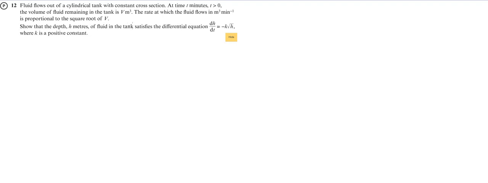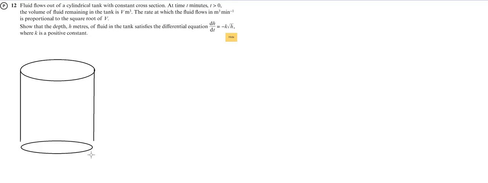Right, so here's a rate of change question, but it includes proportionality. We've got a fluid flowing out of a cylindrical tank with a constant cross section. Let's draw a diagram. Here's our circle. If you've got a constant cross section, that means the radius is constant throughout. So there's our cylinder.